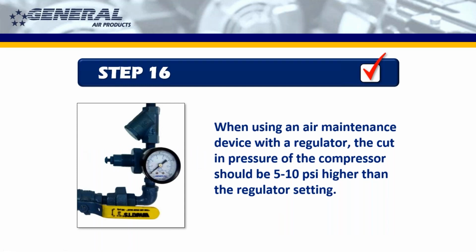When using an air maintenance device with a regulator, cut-in pressure of the compressor should be at least 5 to 10 psi higher than the regulator setting. So the compressor should be overpressurized for the system.